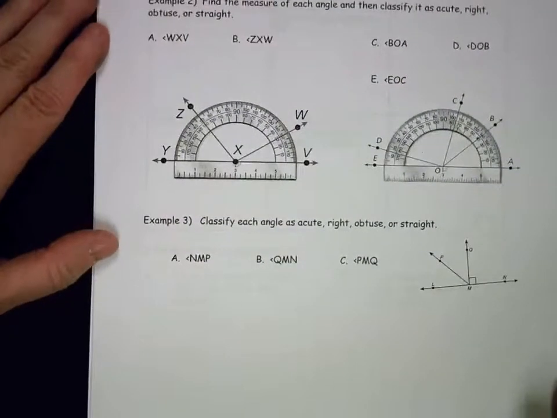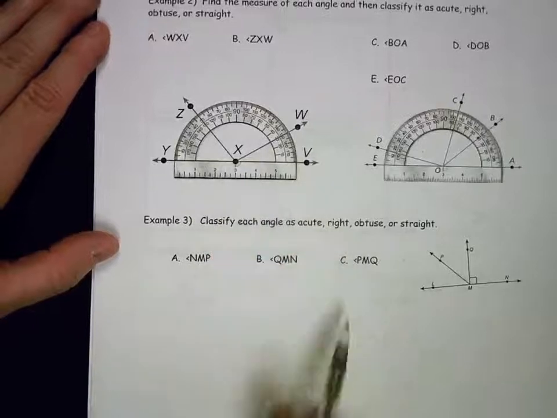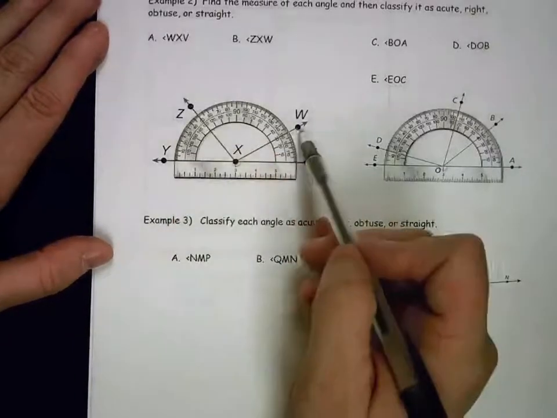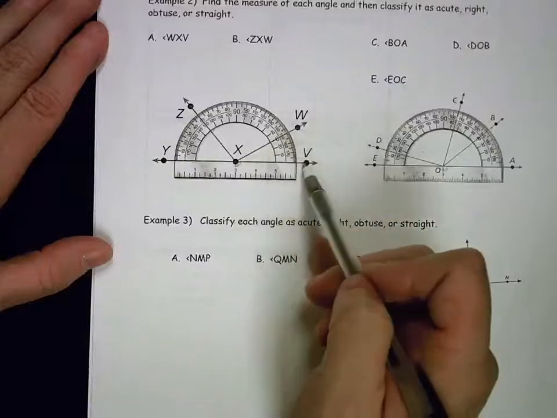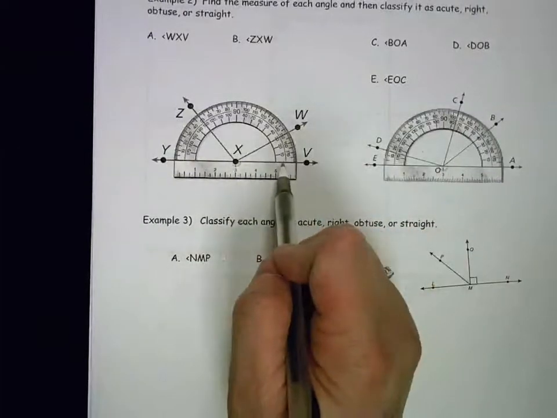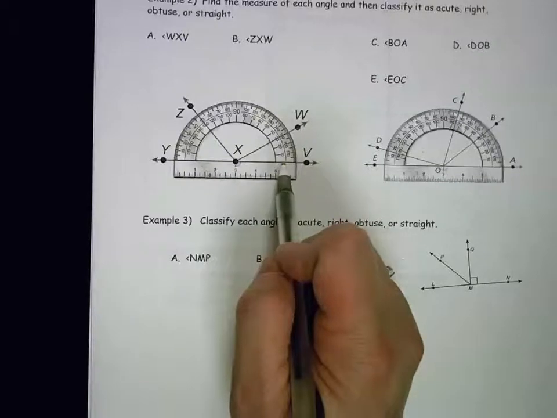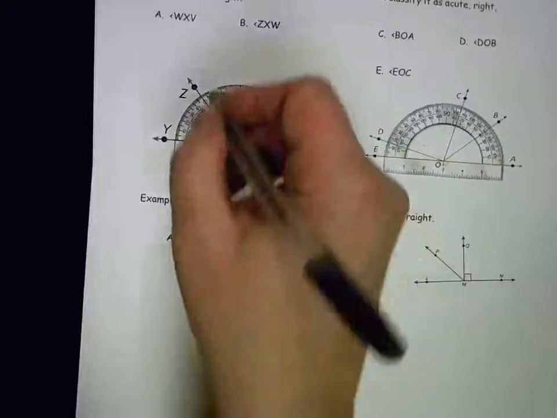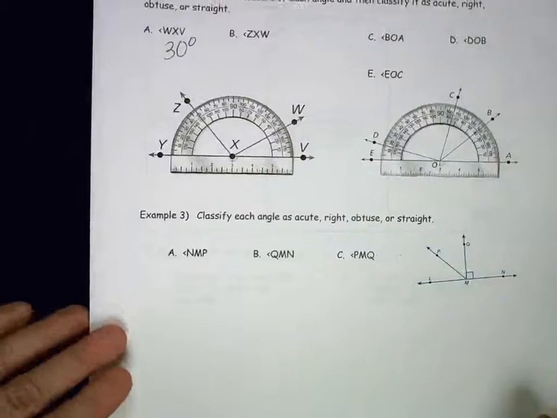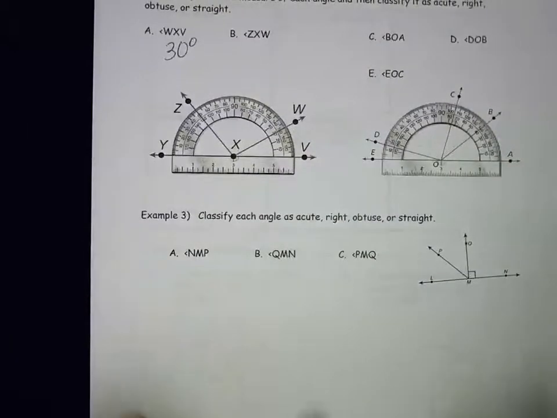Everything that you have this year will have the little protractor behind it if you're measuring angles. So first of all, we are looking at WXV, and since the baseline of this angle is right here, we need to use the smaller numbers. This one starts with a 0, so 10, 20, 30. That angle is 30 degrees.